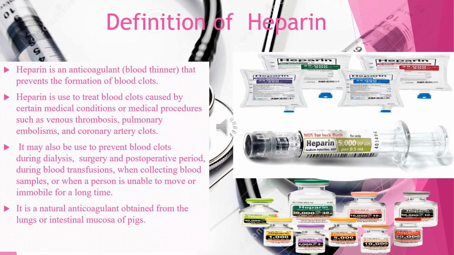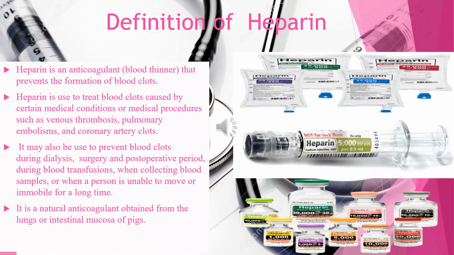So this slide actually defines what heparin is. It talks about the definition of heparin. So what is heparin? Heparin is an anticoagulant that prevents the formation of blood clots. Heparin is used to treat blood clots caused by certain medical conditions or medical procedures such as venous thrombosis, pulmonary embolism, and coronary artery clot.